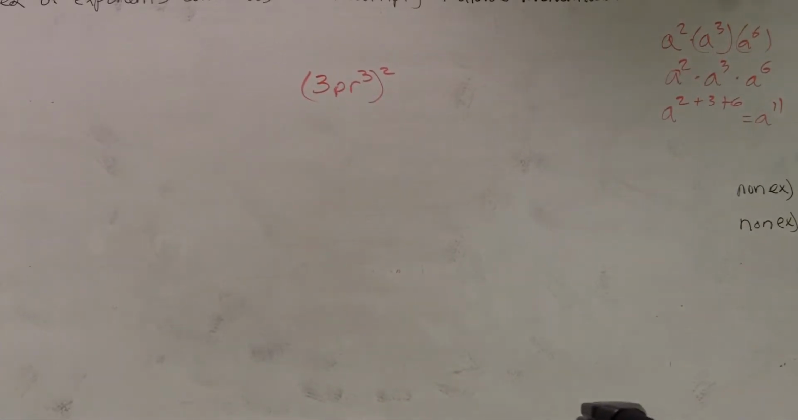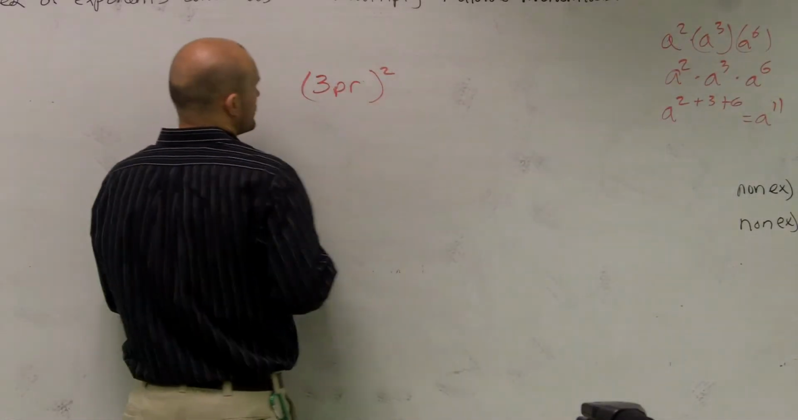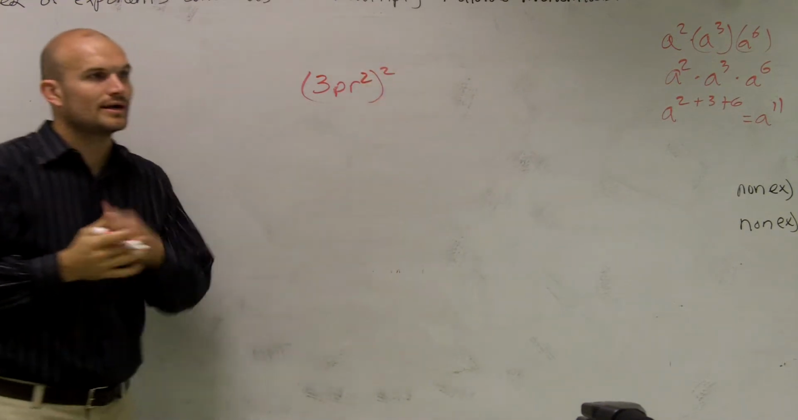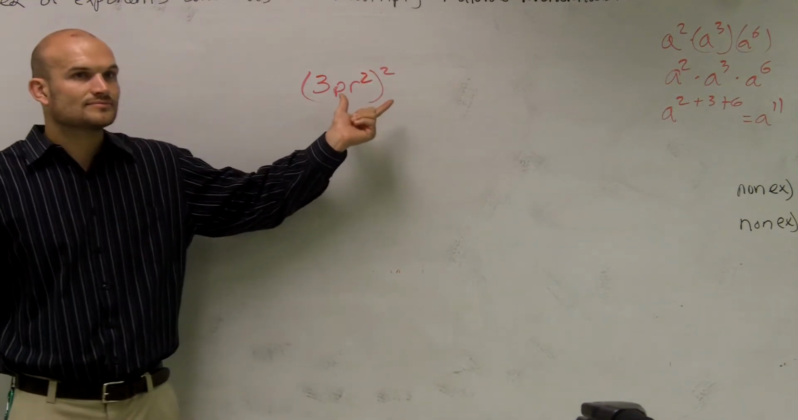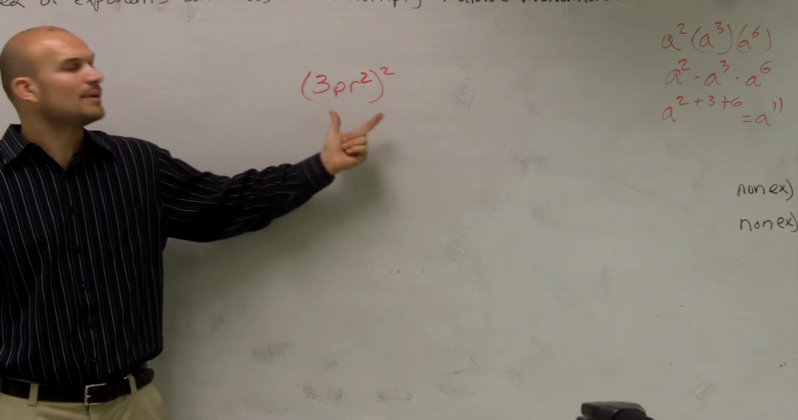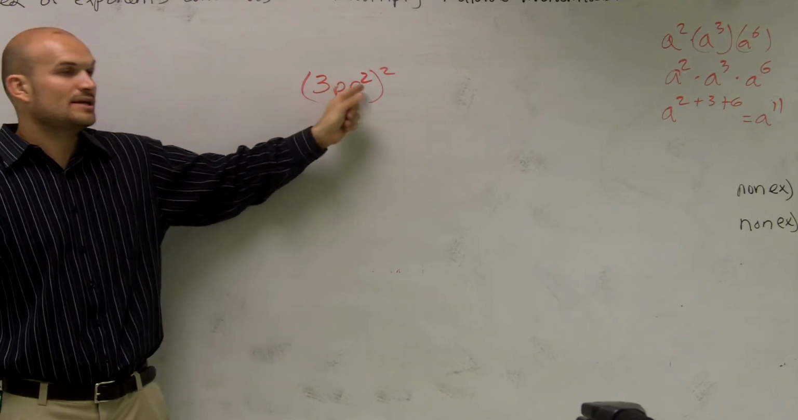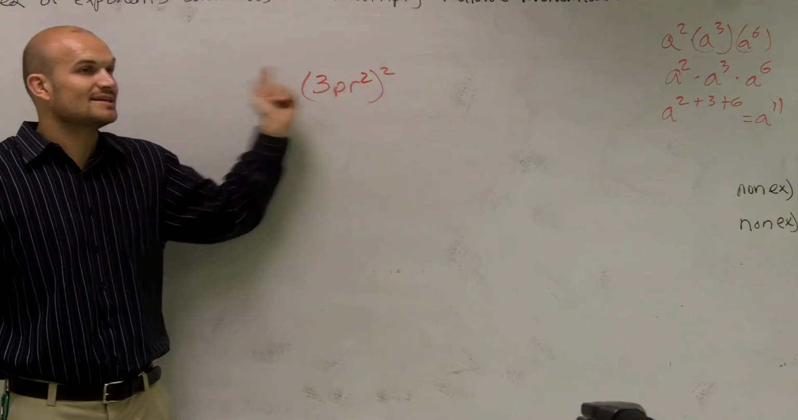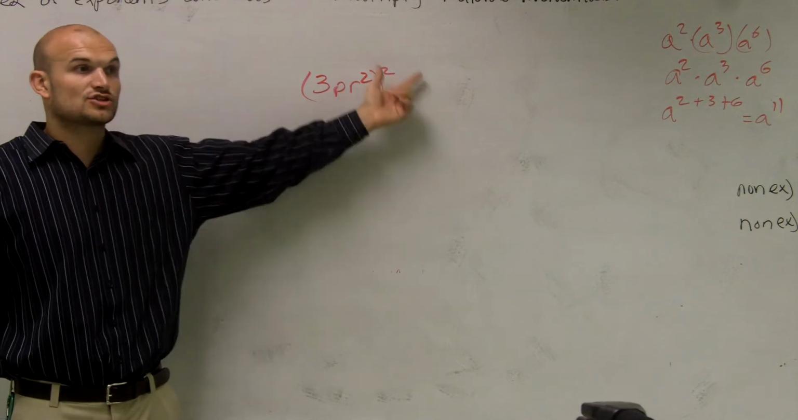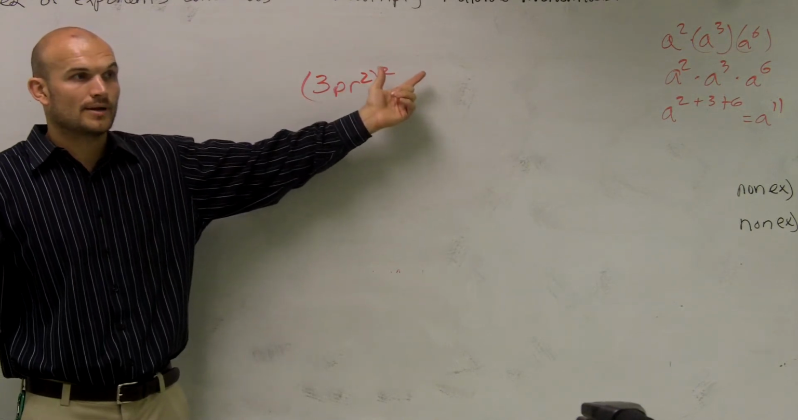Okay. So, ladies and gentlemen, when I look up here, there are a couple of things we need to remember about this. I have this term (3pr²)², where everything inside there, that whole term, is squared.